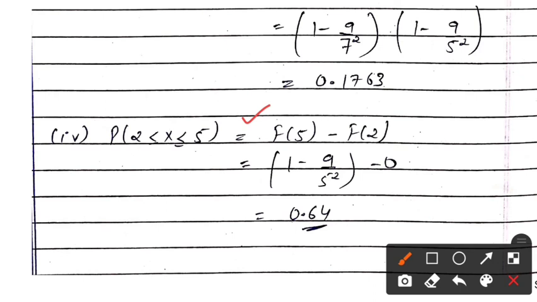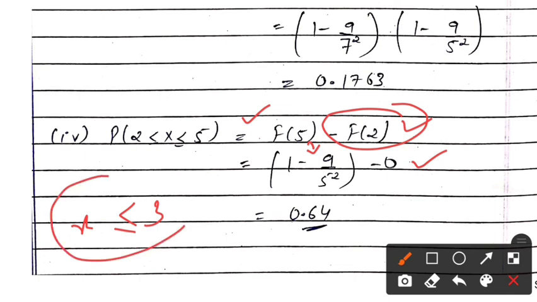And the last is for between 2 to 5 years. So F of 5 minus F of 2, that is 1 minus 9 by 5 square, minus, and for F of 2 you get 0, because for values less than or equal to 3, your function F of x is 0. On simplifying this, you get 0.64.